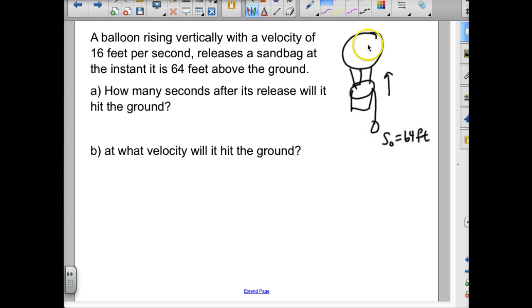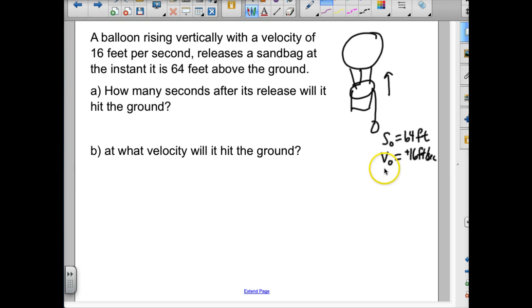Since the balloon is rising at 16 feet per second, that is the initial velocity of the sandbag. Oops, positive 16 feet per second. Because the sandbag was on the balloon, so it's rising at 16 feet per second. So when it's released, it was still going that speed right at the instant it was released.